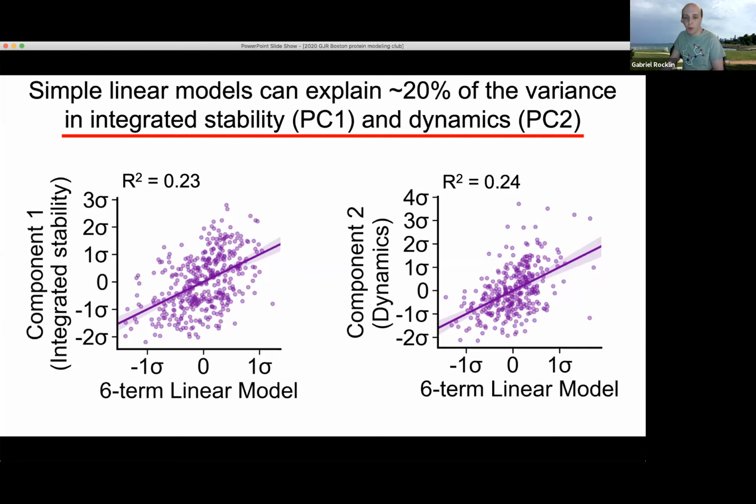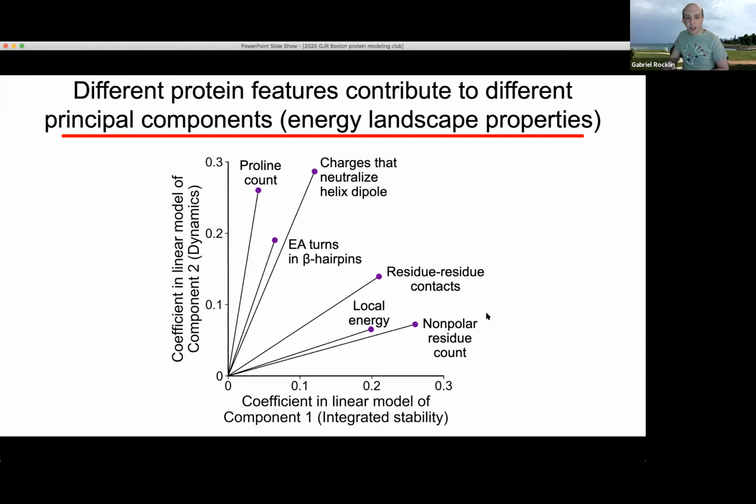And so what are those features? What I've done here is plotted the coefficients of those features in the 2 different linear regressions.